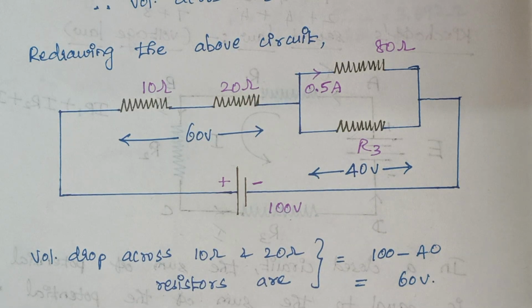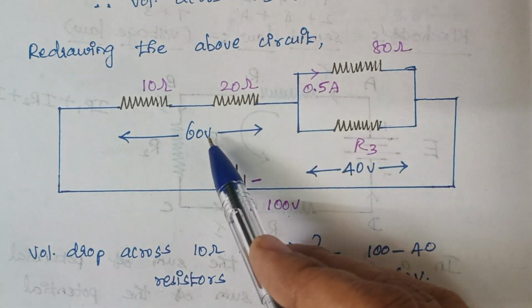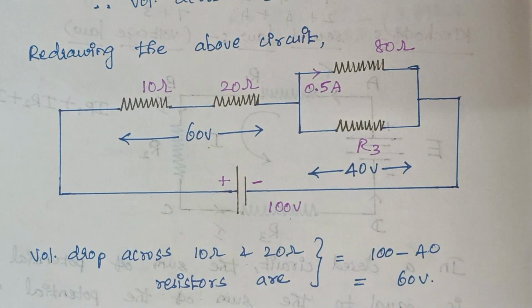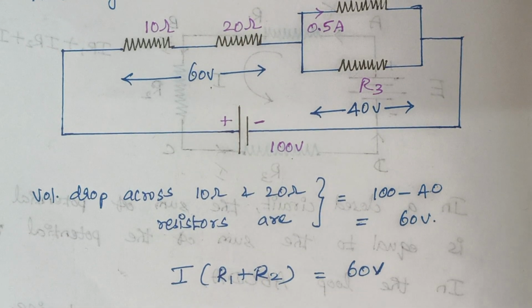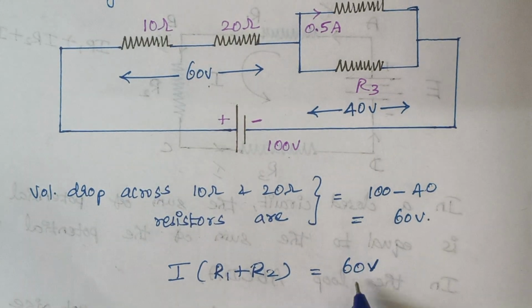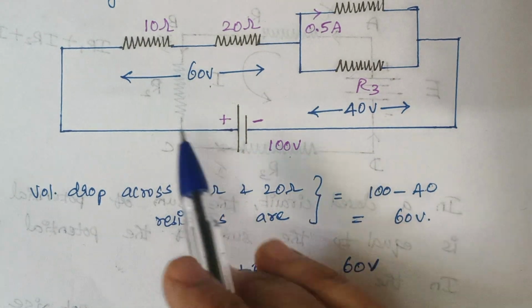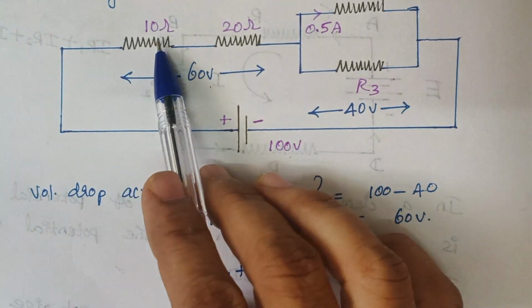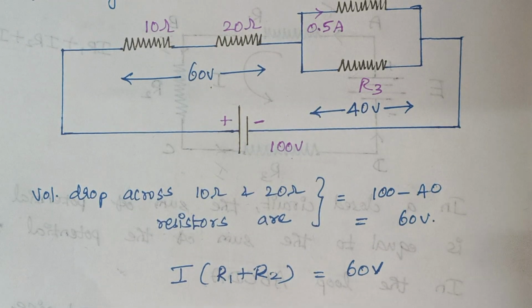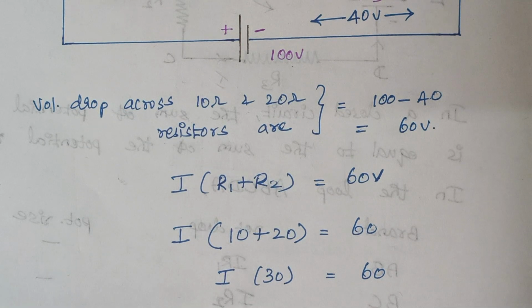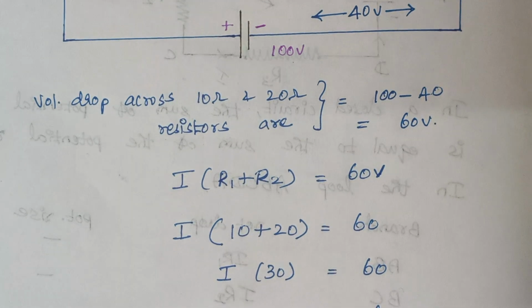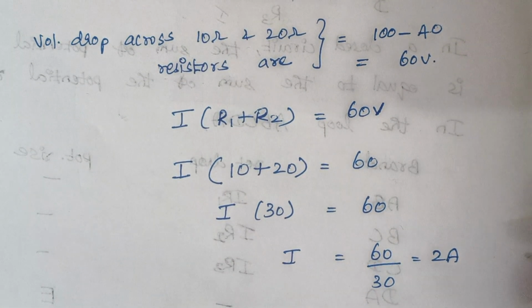Then, as usual, we know the value of the resistors, we know the voltage across them. So we can easily calculate the current flowing through them, right? So again by Ohm's law, V is equal to I into R. Here the value of V is 60 and I is the current and the value of resistance will be 10 plus 20, right? Because they are connected in series. So the total value will be 30 ohm. Now what about the value of current here? The value of current here is 60 by 30, which is nothing but 2 amps. Right.